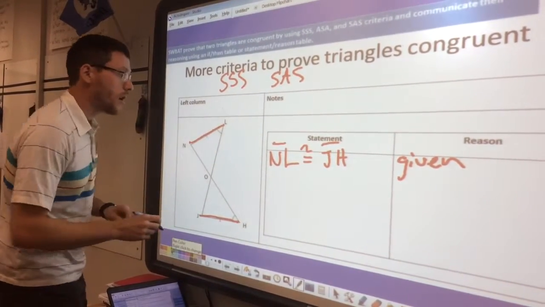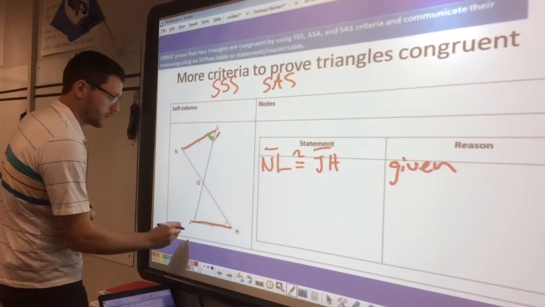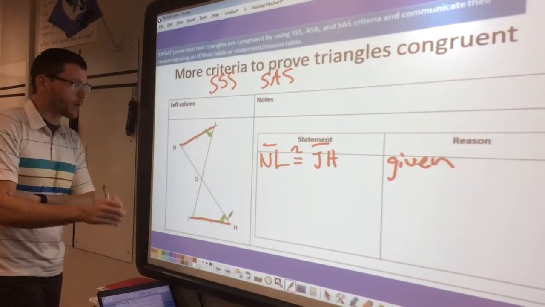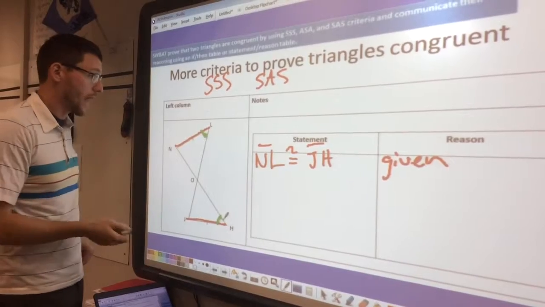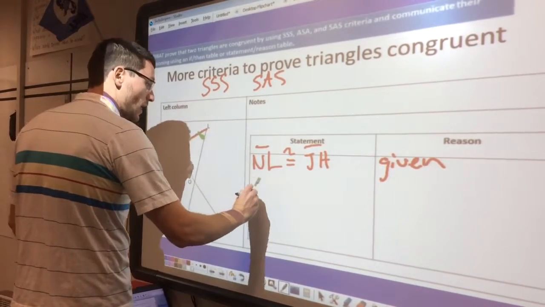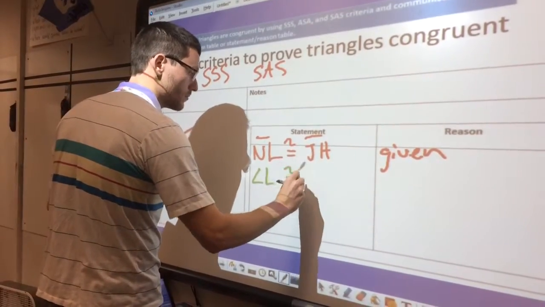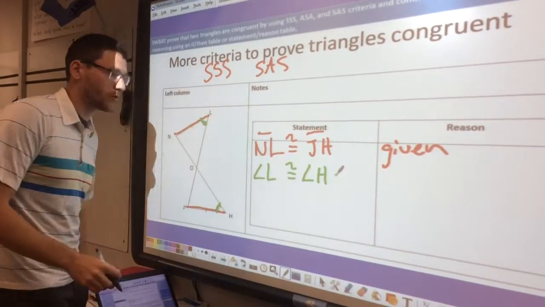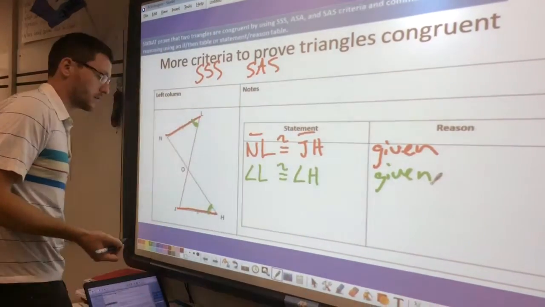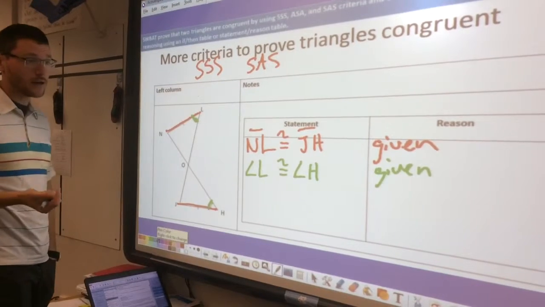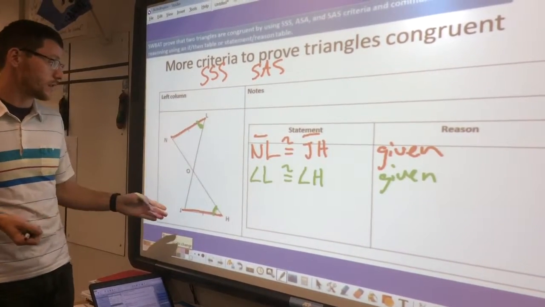Let's change colors here. I don't have any more sides, okay, but I do have this angle right here and this angle down here. They're both marked with 1 little swoopy shape, which means that they are congruent. That's how we mark angles as being congruent. So I can say that angle L and angle H are congruent, and that is once again given. Right? The problem gives that to me. Okay, but that's not enough pieces of evidence. I still just know 2 things, and I need 3 to prove that these 2 triangles are the same.